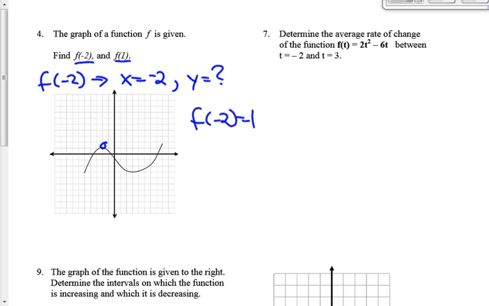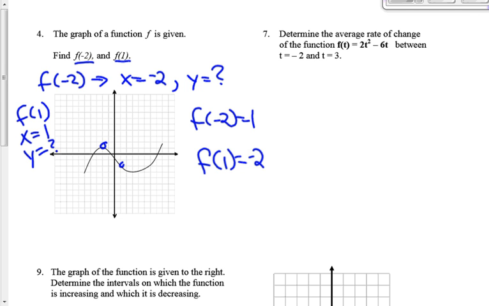When I do f of 1, that is telling us that we have x equal to 1, and it's asking what is our y. So we go over to x equals 1, we find the value of y on the graph, and that's negative 2. So f of 1 is equal to negative 2.